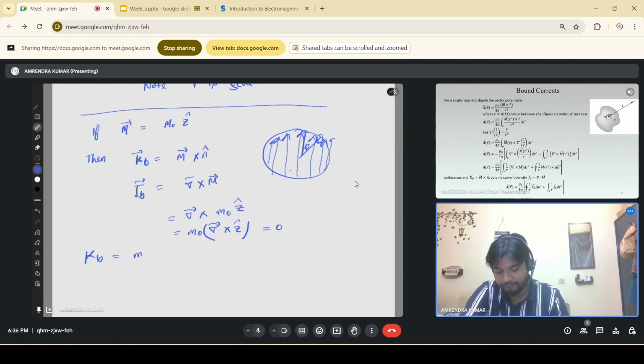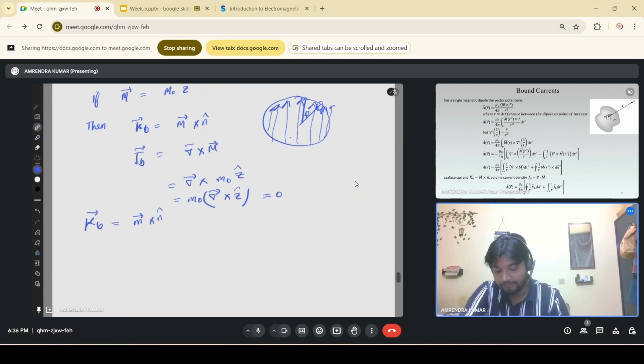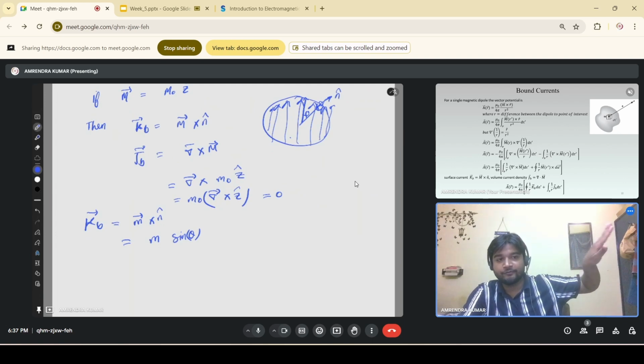It was M cross N. So M cross N is nothing but M into N, because this is the unit area. So N cap is in this direction, outside. They are making an angle theta. So M cross N will be like sine of theta, okay? And the direction will be somewhere in the direction of the cross product.